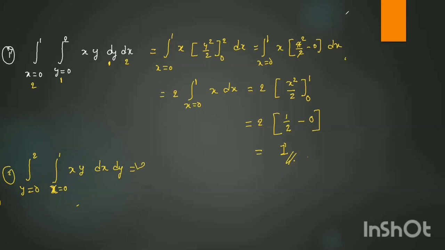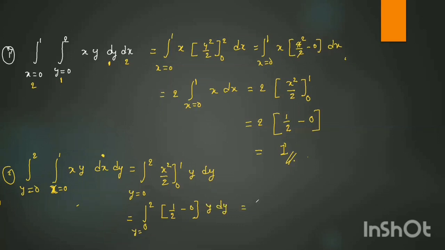Let me solve for the ones who did not solve it. Integration of y is equal to 0 to 2, you have to keep it as it is. And you have to integrate with respect to x. So it is x square by 2. Limits are 0 to 1. And keep y as it is. Now if you simplify this, x square by 2 gives 1 by 2 minus 0, y dy.